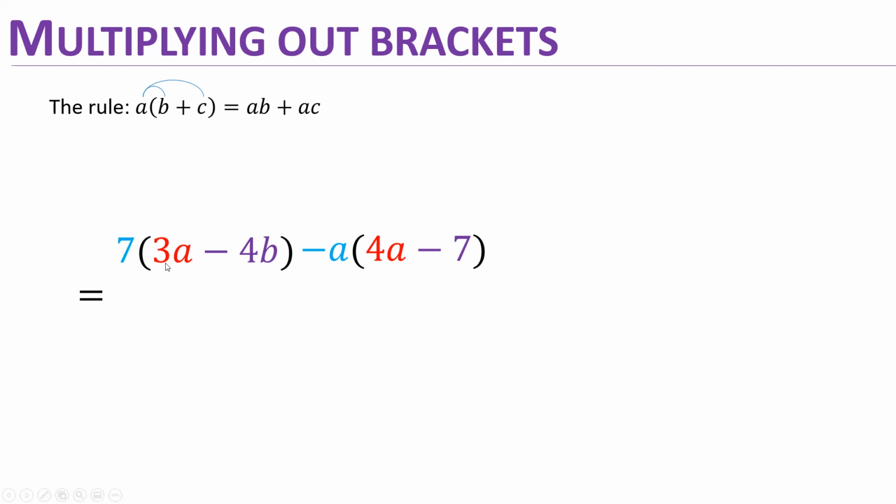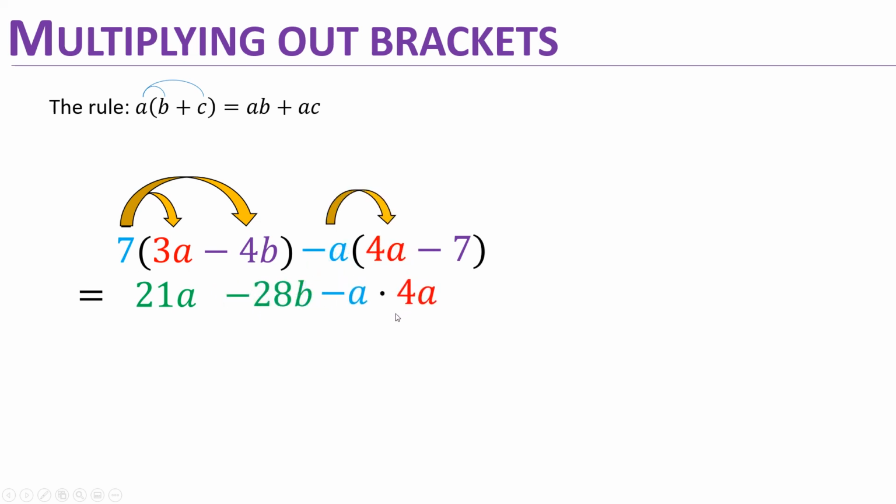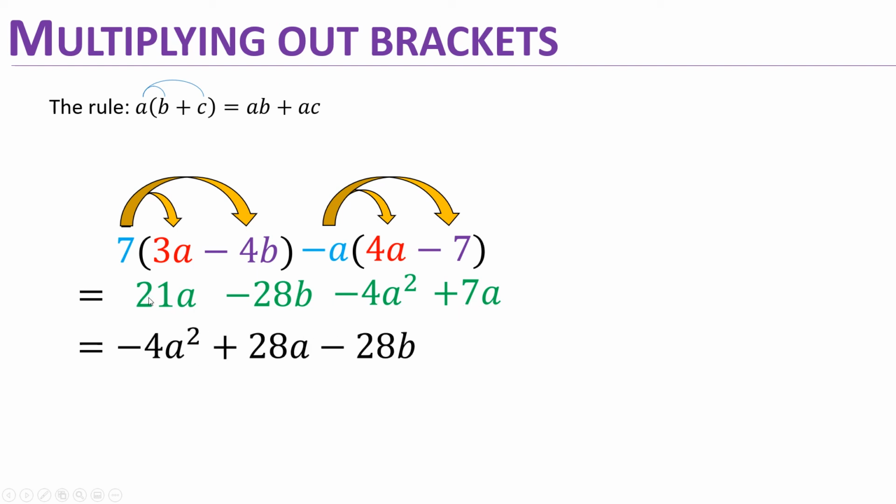7 times 3a gives 21a. 7 times minus 4b gives minus 28b. Minus a times 4a gives minus 4a squared. And minus a times minus 7 gives plus 7a. And then we check for like terms, and we see 21a and 7a, and we can add those up, and we get negative 4a squared plus 28a minus 28b.